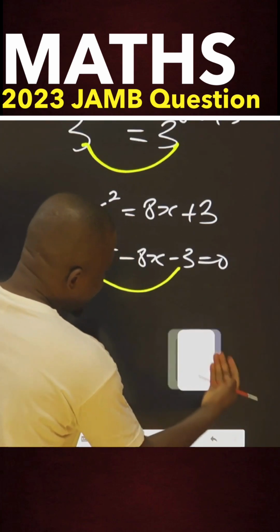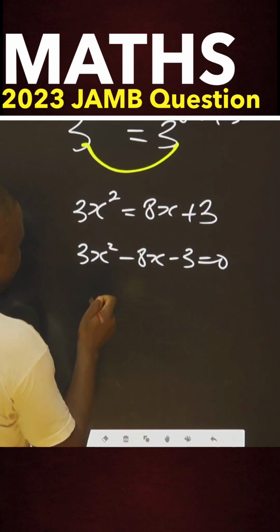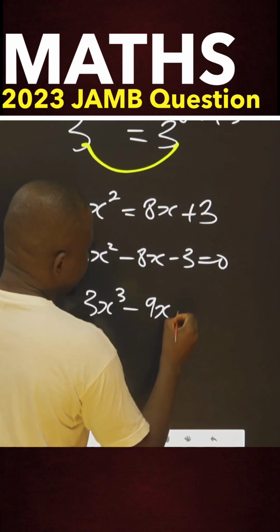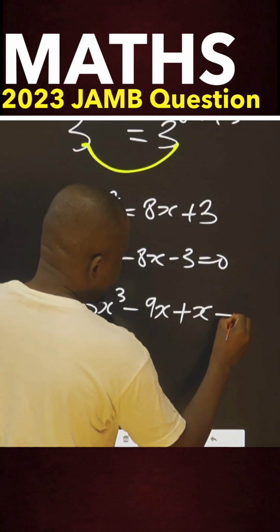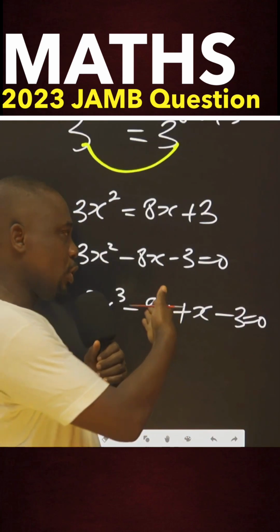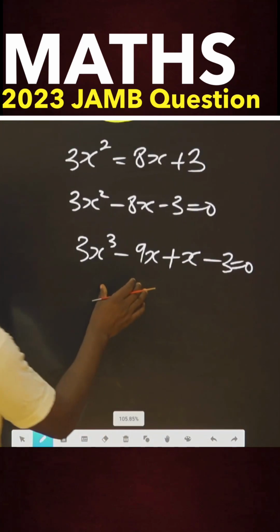So therefore, we have (x - 9)(x + 1)... x plus x minus 3 equal to 0. If you are preparing for JAMB, you shouldn't be taught quadratic equation. You should know that, okay?